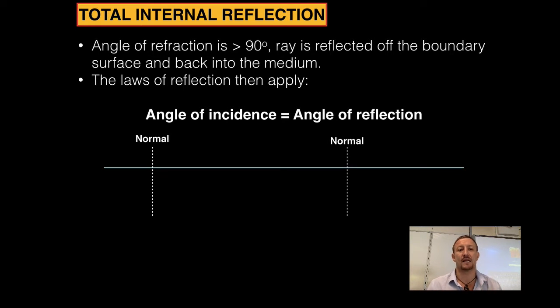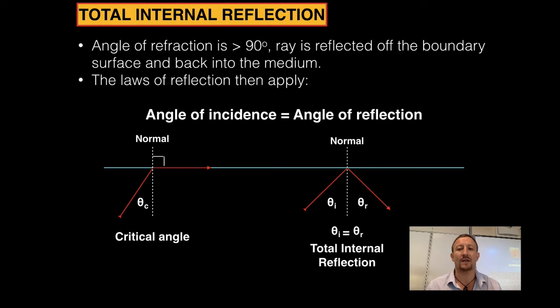So let's have a look at an example. Here is my critical angle. You can see theta c, my critical angle, is producing a refracted ray of 90 degrees. But if I go greater than theta c, we then get the second diagram on the right, where we've got theta i equals theta r. The result is that the light hits the surface of the boundary, acts like a mirror and bounces back in.